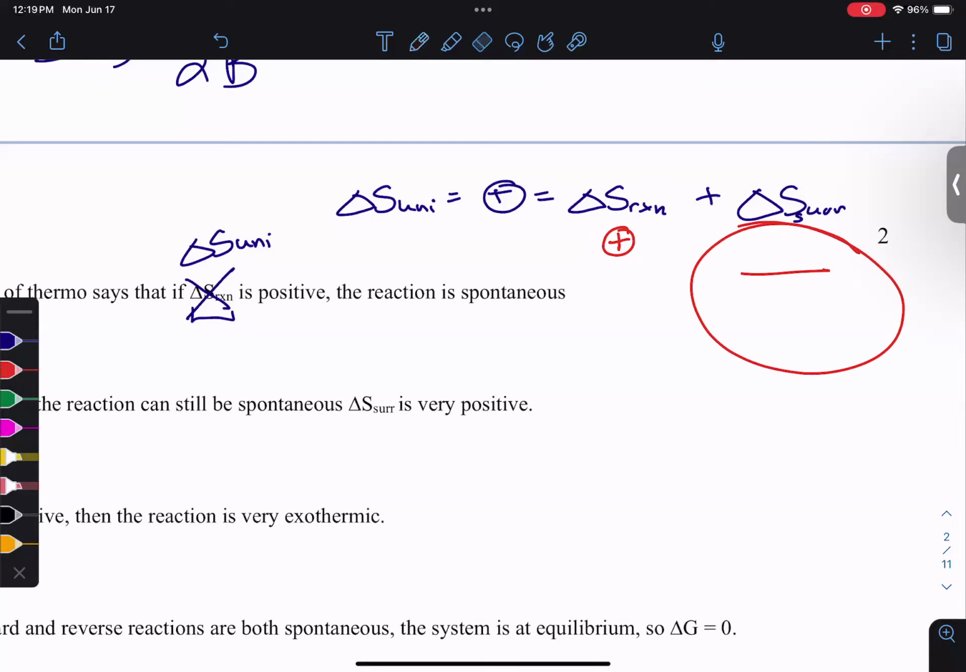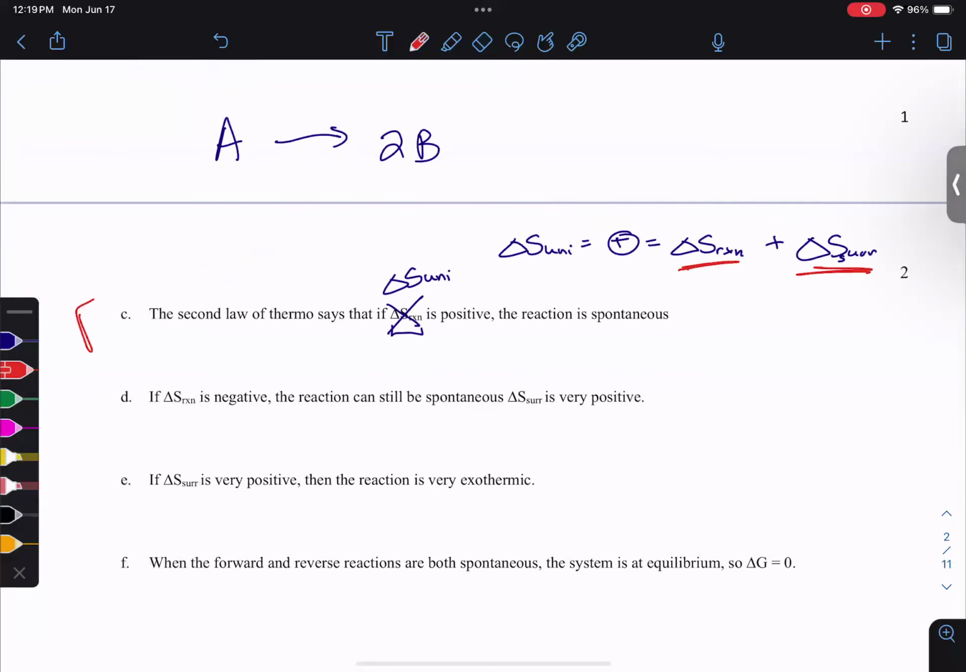So don't just think, oh, entropy change needs to be negative or positive. It has to be entropy change of the universe, which is the sum of the reaction and the surroundings, all right? Okay, so yeah, this one is false. You're looking for positive universes.